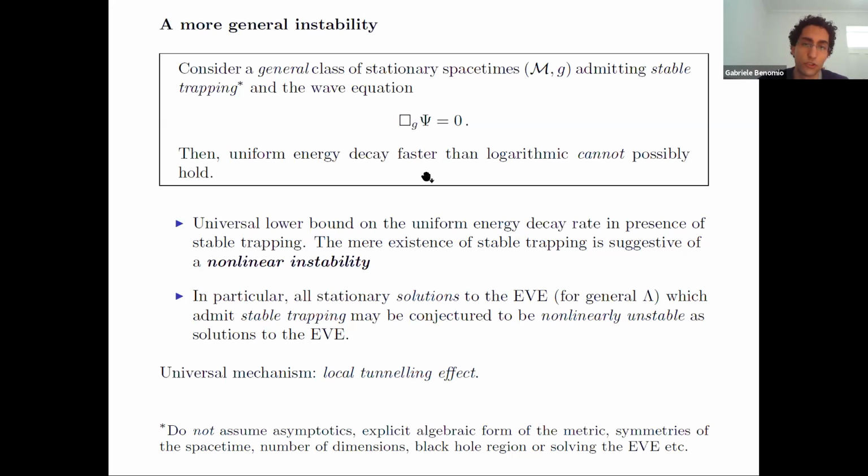In particular, all stationary solutions to the Einstein vacuum equations belonging to this class may be conjectured to be nonlinearly unstable as solutions to the Einstein vacuum equations. There exist some other higher dimensional spacetimes for which the existence of stably trapped null geodesics has been shown, or for which I believe one should expect stably trapped null geodesics to exist. And these spacetimes, in view of this more general picture, should also be expected to be affected by the same nonlinear instability that I discussed. If you want, this instability should be expected to be a universal mechanism because it relies on a universal phenomenon, which is precisely this local tunneling effect that I mentioned before in the presence of stable trapping.